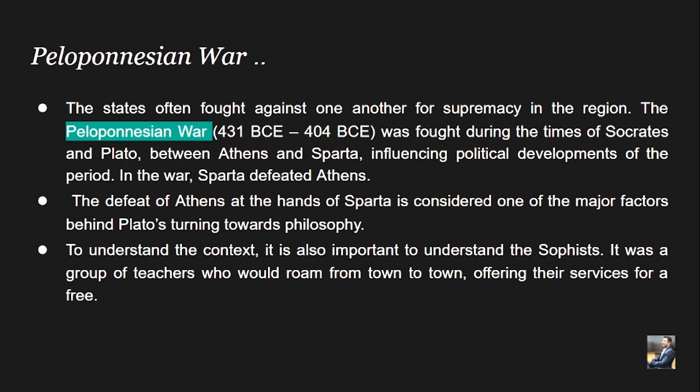So in order to understand the influence upon Socrates and also on Plato, it is imperative for us to understand the discourses of the sophists, like what the sophists used to preach about. It was a group of teachers who used to roam from town to town offering their services for free, generally meant for the rich aristocratic classes. They used to teach the students from the rich aristocratic class by roaming from place to place and rendering their service for free.